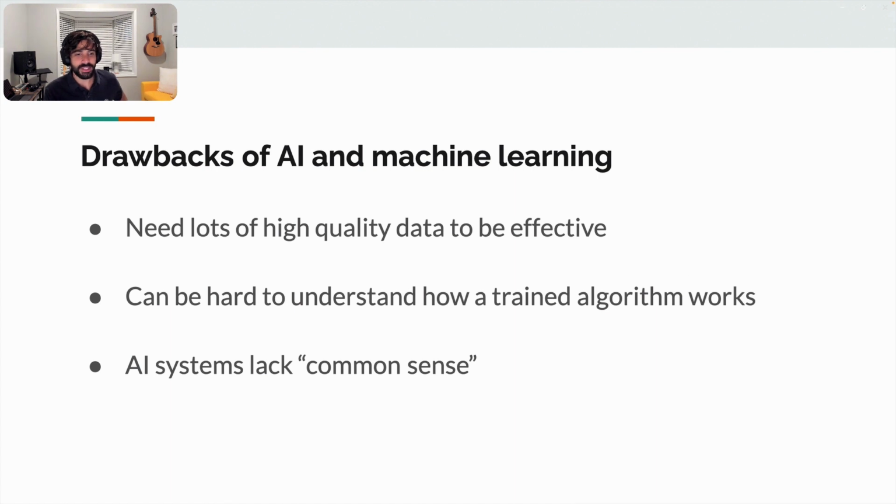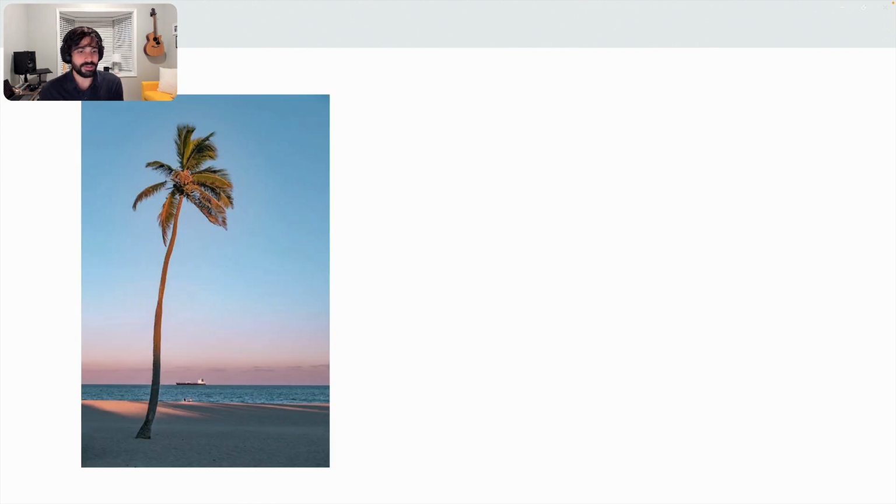Another big thing is that AI systems lack common sense. Because these are just algorithms that have been trained on a computer, they only have a little sort of narrow view of the world, and they can't really understand what's going on. So I'll show you a good example of that. We trained our model there on a picture of a palm tree on a beach. It looks very nice and hot and sunny. So maybe our model starts to learn like, oh, if I see a palm tree, that means it's a hot day because palm trees are in hot places. So it must be hot outside.